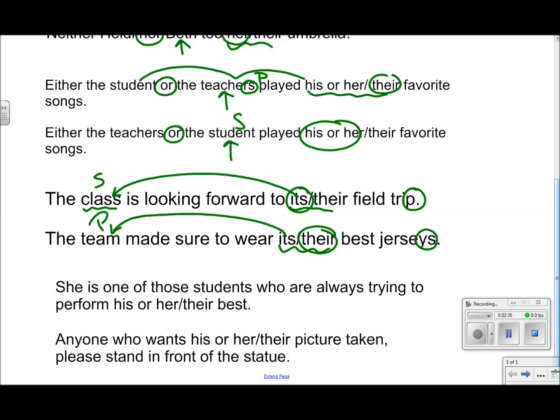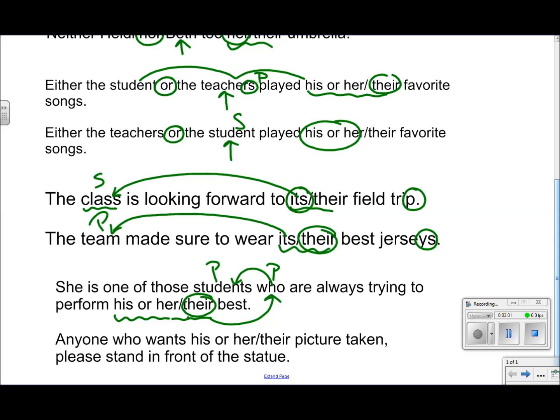Clauses are perhaps the hardest point to choose both subjects and pronouns correctly. In this case, his or her or their is referring to the pronoun who. The antecedent to this pronoun is this pronoun, who. However, who is referring to students. Since students is plural, who is plural, and I should choose the plural pronoun their best.